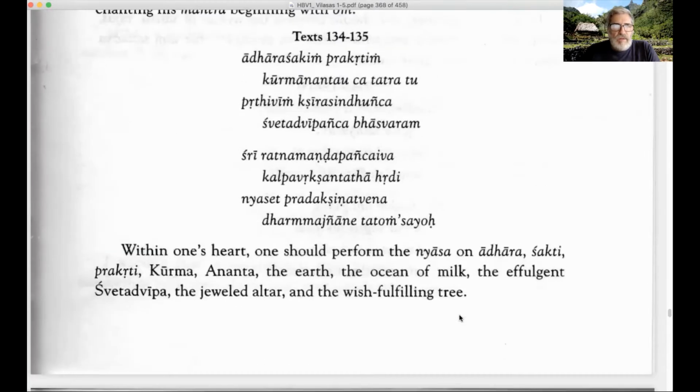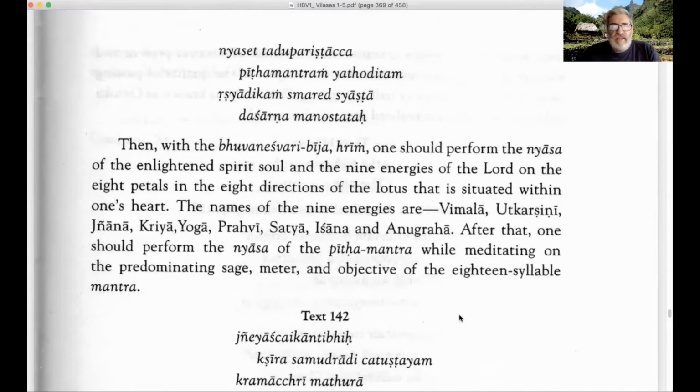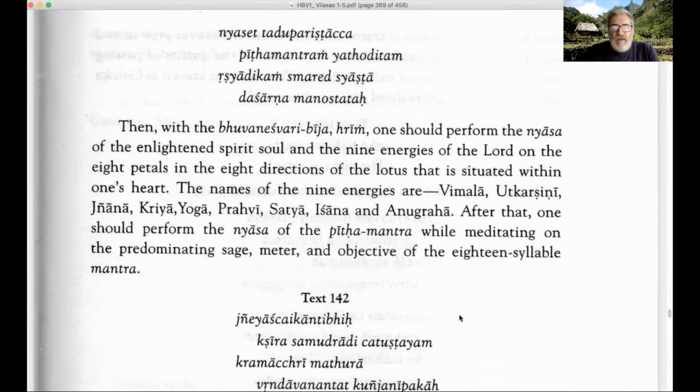Okay, so continuing on with text 135. Then with the Bhuvaneshwari Bij. Bhuvaneshwari is a form of Devi, and her bija is Preem. One should perform the nyasa of the enlightened spirit soul and 9 energies of the Lord on the 8 petals in the 8 directions of the lotus, which is situated within the heart. So we have to meditate on the heart and a lotus within the heart, or it could be the heart chakra. I'm not sure whether, if we look at the Kundalini system, the heart chakra has 8 petals. But in any case, here we're meditating upon the heart as being like a lotus, and the deity is there in the lotus, and the lotus has 8 petals. On those petals, we consider 9 energies.